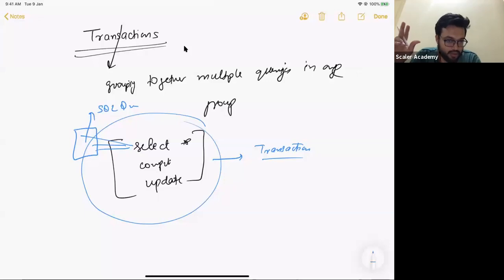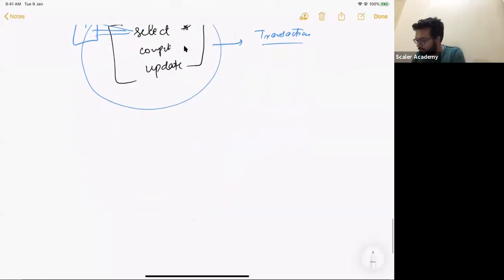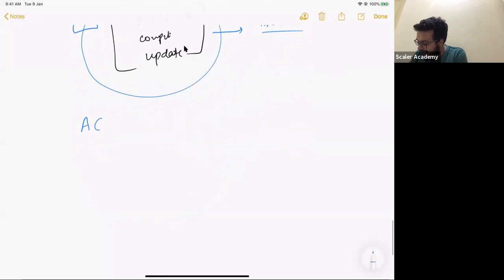Cool. Now, every transaction comes with 4 properties in a relational database. These properties are theoretical, but no, SQL databases do come with these properties in general. And these properties, as some of you are already pointing out, are the ACID properties.